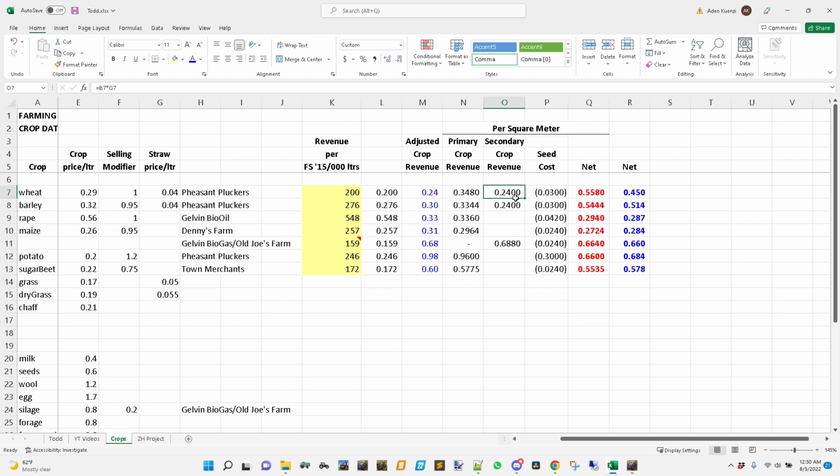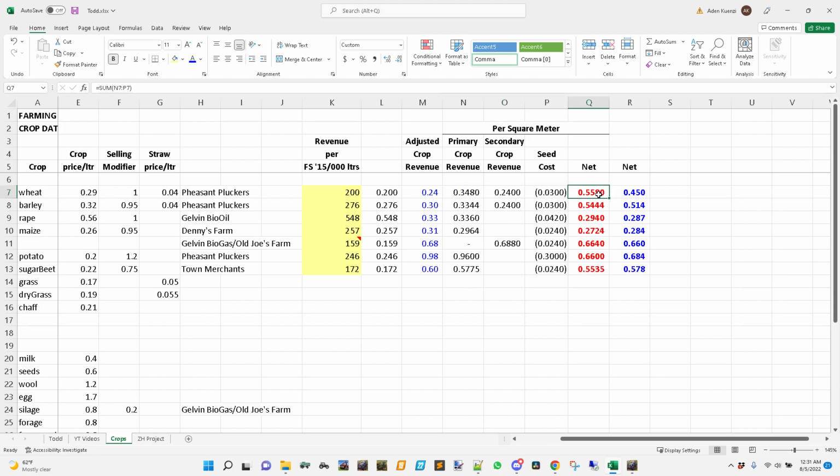This is secondary crop revenue, meaning if you have straw bales, that's what the revenue is per square meter. Here's the seed cost per square meter. And I didn't factor in things like the impact of fertilizer, because the impact is constant on all of these. So is the cost. It's just assumed that it's in there and that it'll make that difference.